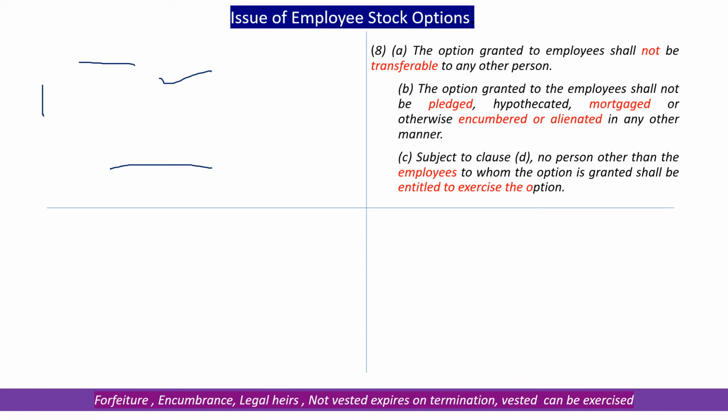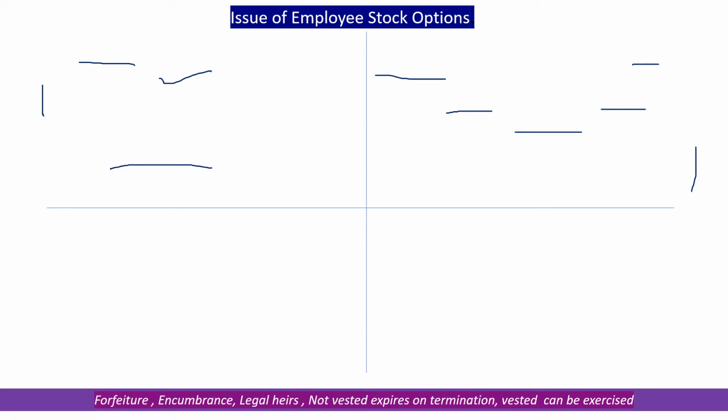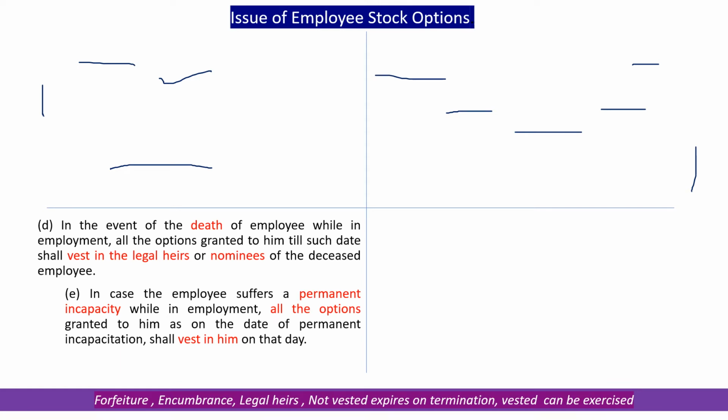And an employee, once he is given an option, he cannot transfer it, he cannot pledge it, he cannot alienate or encumber it in any way, or he cannot mortgage it also. It has to be exercised by the employee or his legal representative. In the event of death, his legal heirs could use the right to exercise in respect of vested shares.